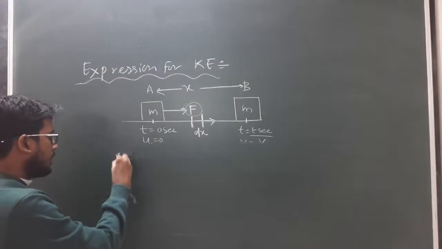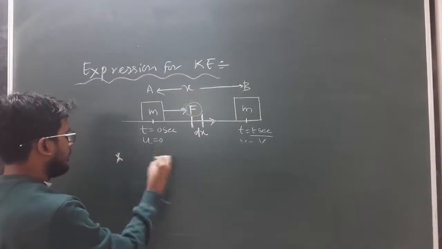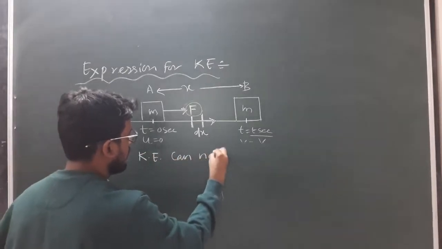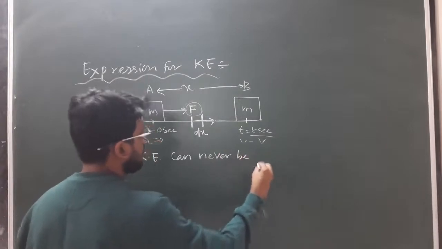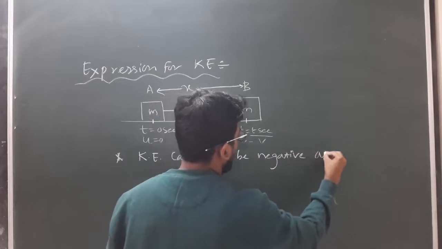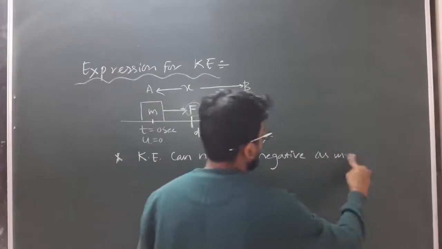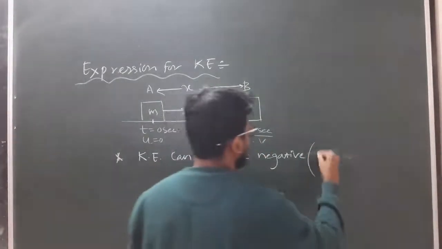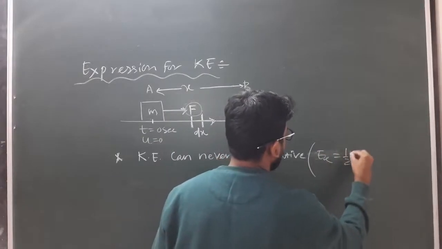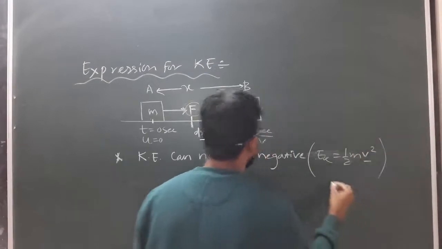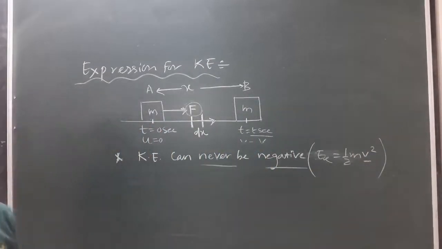So you have to remember that kinetic energy can never be negative. Mass cannot be negative, and kinetic energy is defined as half m v square. So the square term can never be negative and mass cannot be negative. That's why kinetic energy can never be negative. Clear? So this is the expression for kinetic energy.